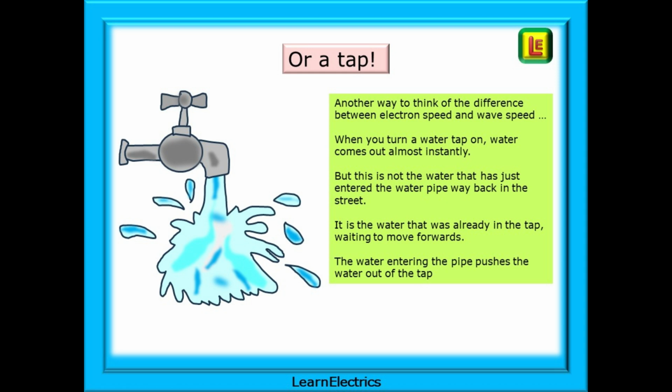Or imagine a water tap. This is another way to think of the difference between electron speed and wave speed. When you turn a water tap on, water comes out of the tap almost instantly. But this is not the water that has just entered the water pipe way back in the street. It is the water that was already in the tap, waiting to move forwards. The water entering the pipe pushes the water out of the tap, and its effect is noticed immediately.